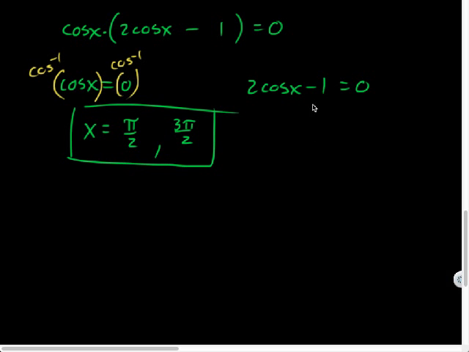Now this guy over here, first thing I should do is probably get the trig function by itself. I'll just solve it all normal like. So 2 cos x equals 1. Divide both sides by 2. Cos x equals 1/2. And to get x by itself, what do? Cos inverse.